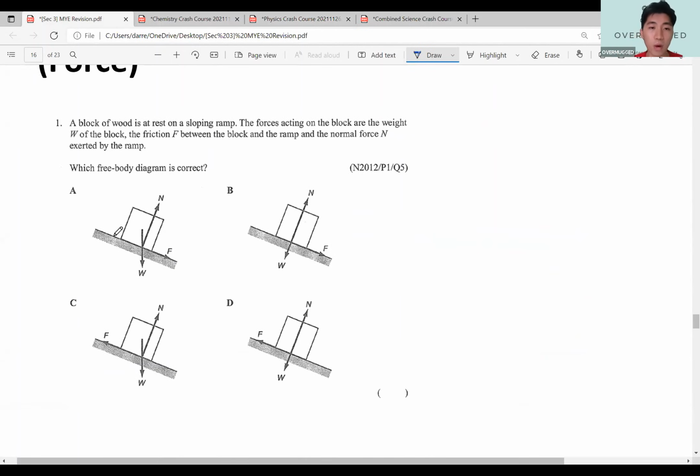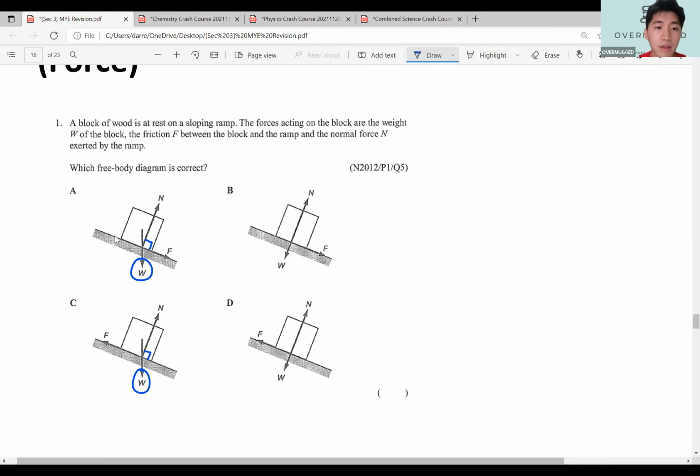Let's take a look at question 1, free body diagram. After this is the giveaway already, okay? So number 1, when we see weight, I need you all to know weight will always be acting vertically downwards. Normal reaction force will always act 90 degrees to the surface it's on.